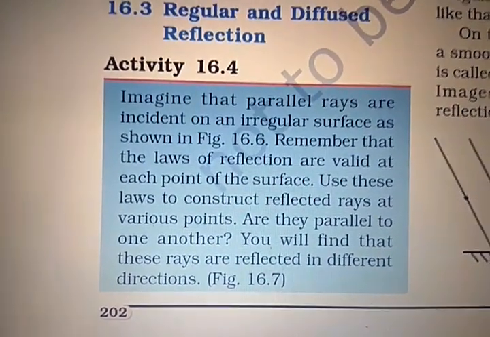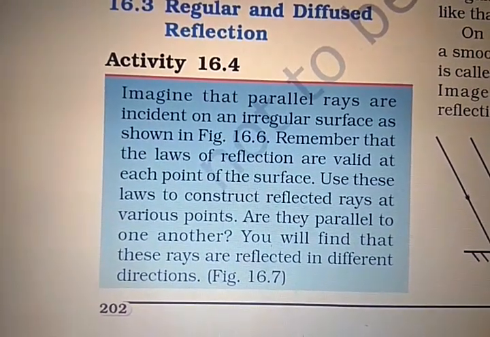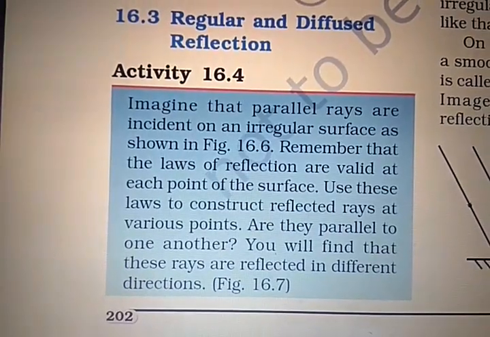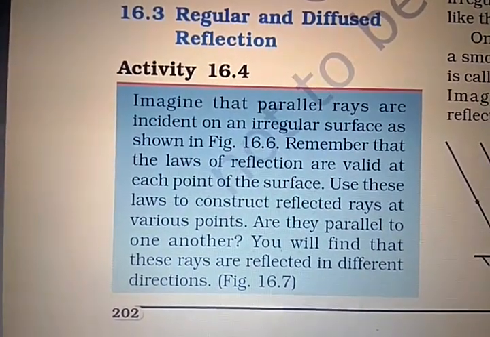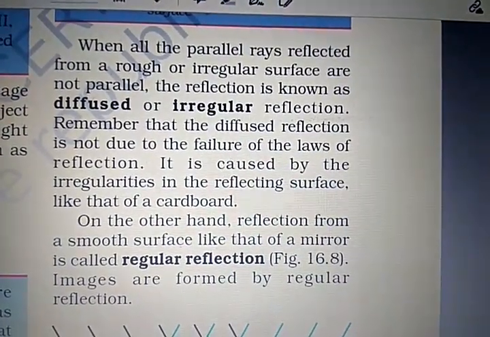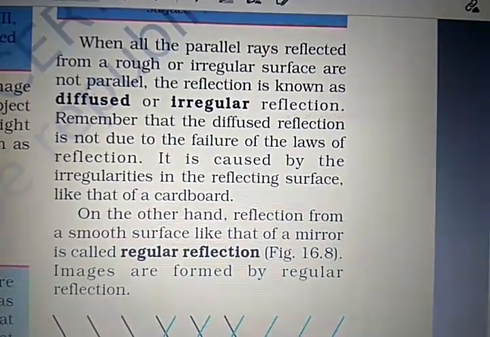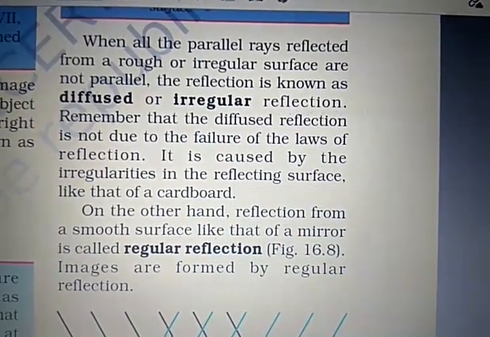Does this law apply over here? Are the rays parallel to one another? See, they are not parallel to one another, they diffuse from one another. You will find that these rays are reflected in different directions. So when all the parallel rays are reflected from a rough or irregular surface, they are not parallel after reflection, which is known as diffuse or irregular reflection.